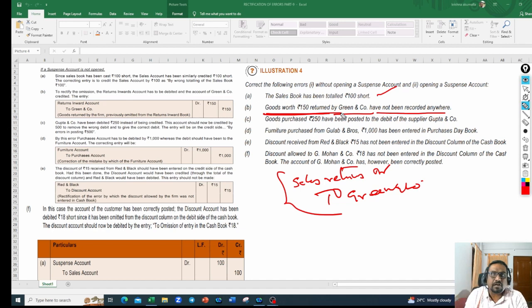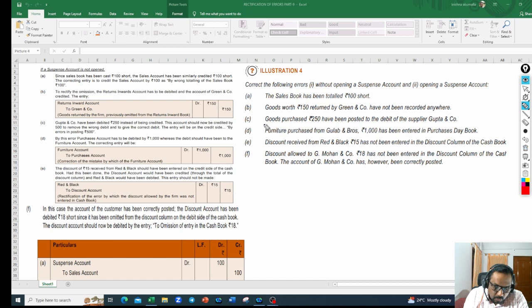If the entry is not recorded, both debit and credit are not recorded. That is the reason here you get both debit and credit, hence we are calling it a complete entry. So in this transaction, we post a complete entry even in stage 1. Clear? Right. Next, goods purchased 250 have been posted to debit of the supplier Gupta and Company.